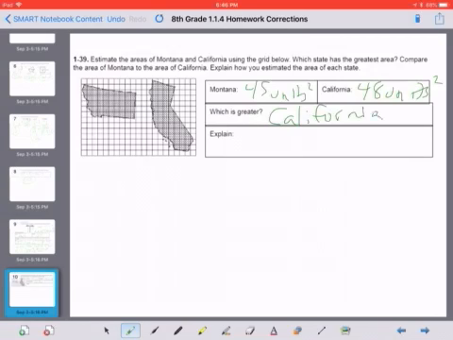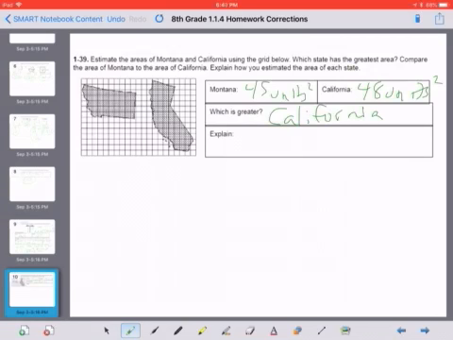In the explain section, this is where most people went wrong. If you go back to the original problem, it says explain how you estimated the area of each state, not how you know California is bigger. So most people wrote how they knew California is bigger. I was looking for how you did it.